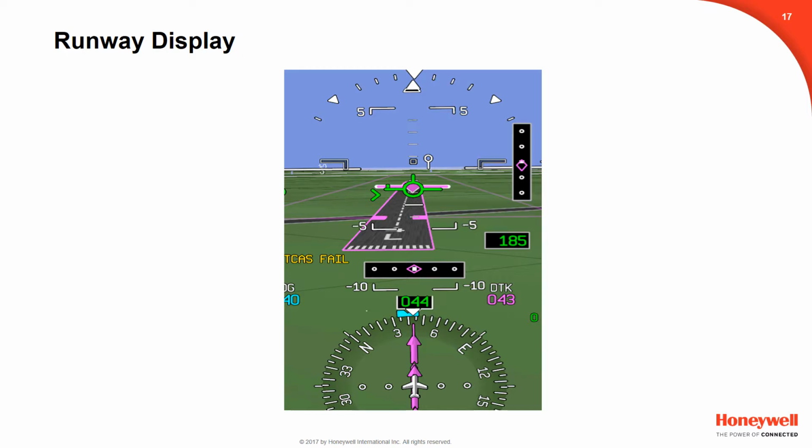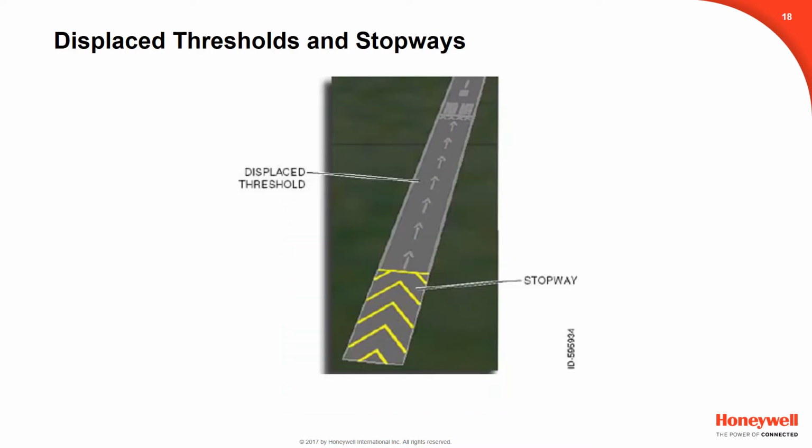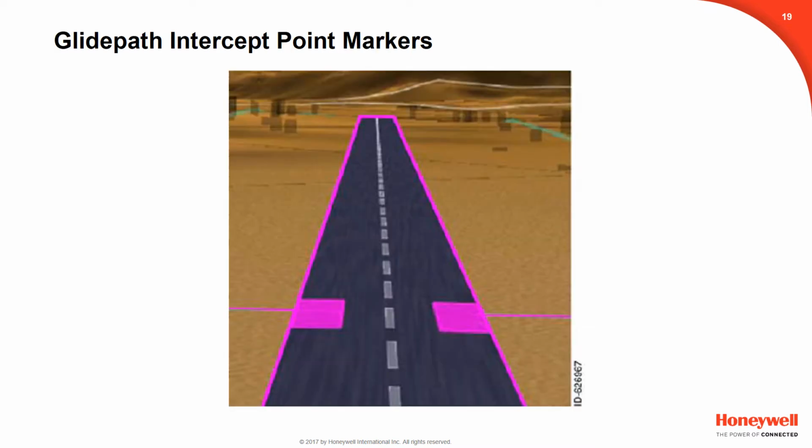Light gray threshold markings are displayed with a varying number of stripes, depending on the runway width. For example, 8 stripes is used for runways greater than 100 feet wide and less than or equal to 150 feet wide. Displaced threshold and stopway runway detailing are also displayed for applicable hard-surfaced runways. The glide path intercept point markers on the runway serve as a visual aiming point for landing the aircraft on the FMS selected arrival runway.